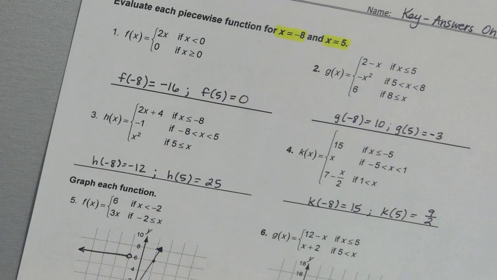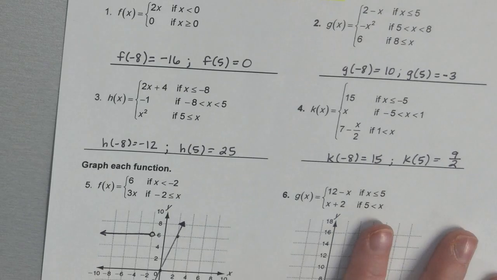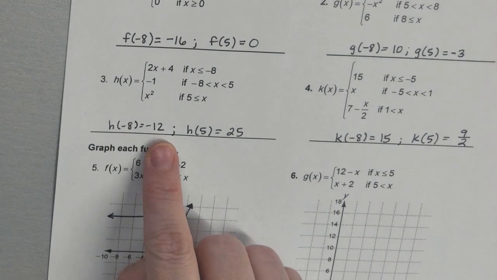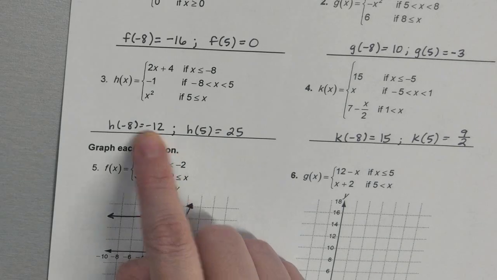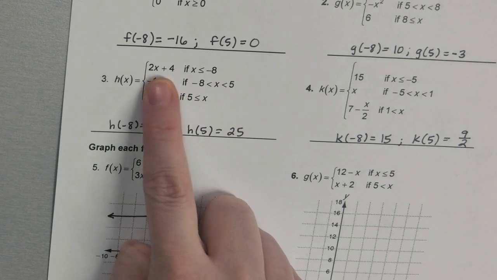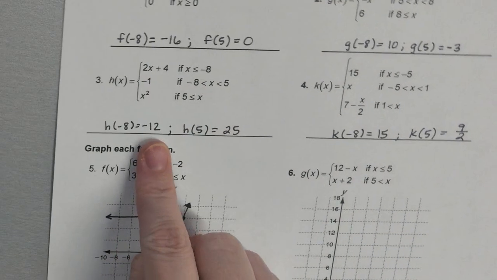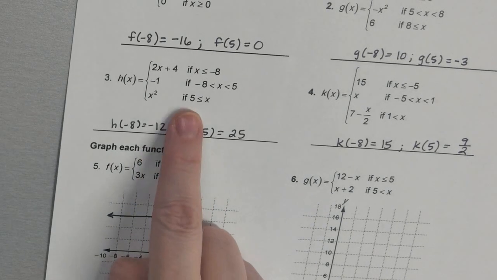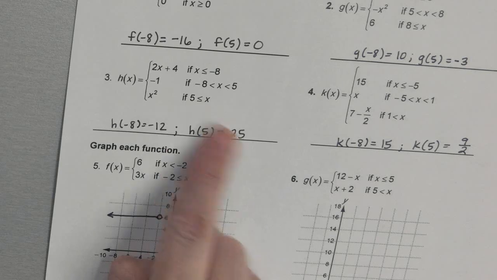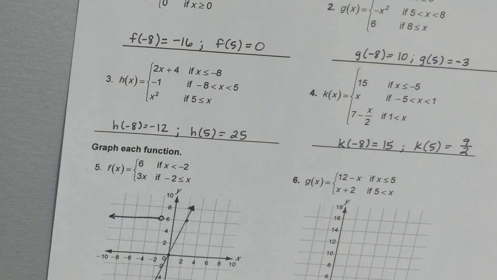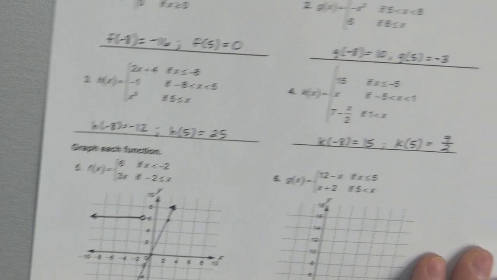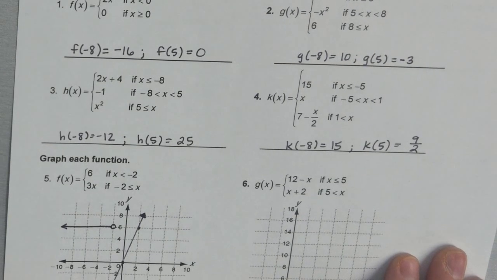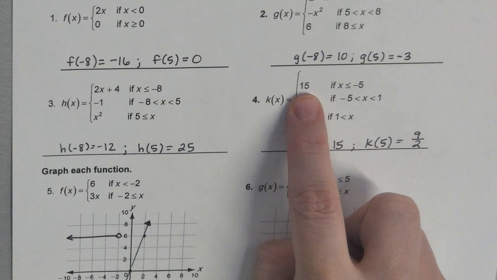Yes, either one is fine. For number 3, h of -8 is -12. Again, you have to use the one that includes it. Okay, so for 5, that would be the last one, and 5 squared is how you get your 25. All right, and then for number 4, k of -8 is going to be 15. That's a constant value here.